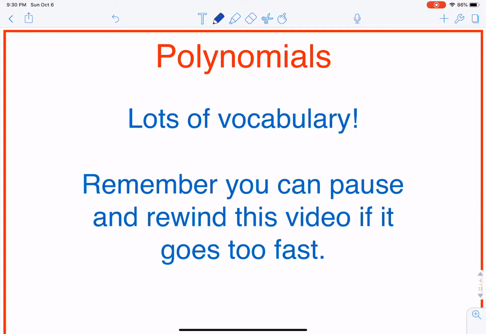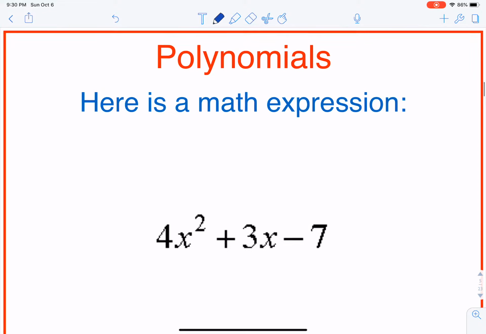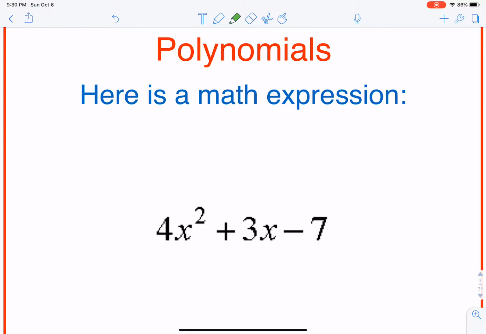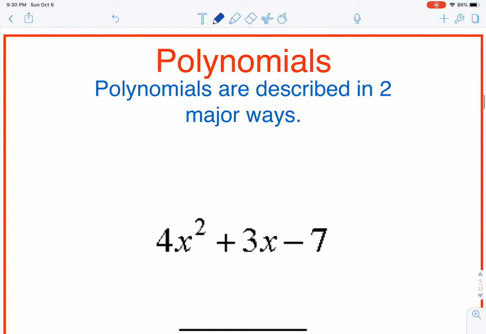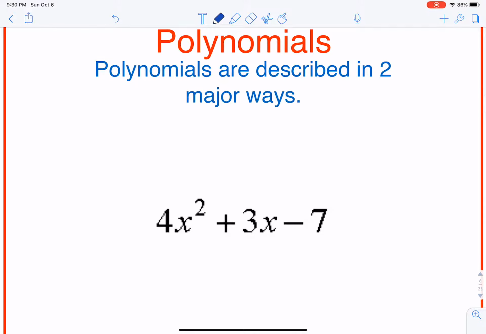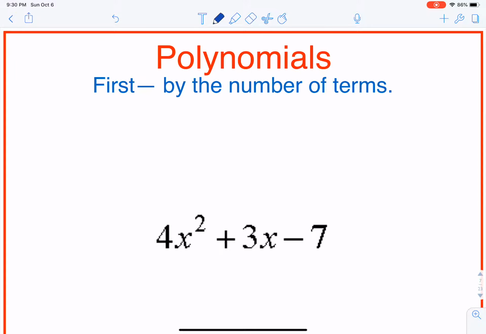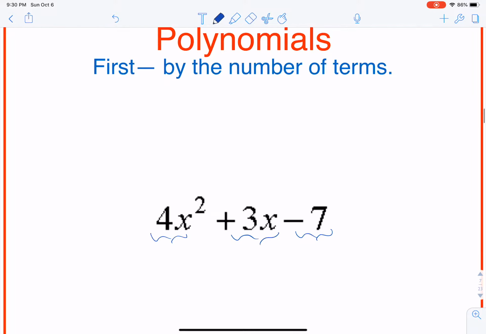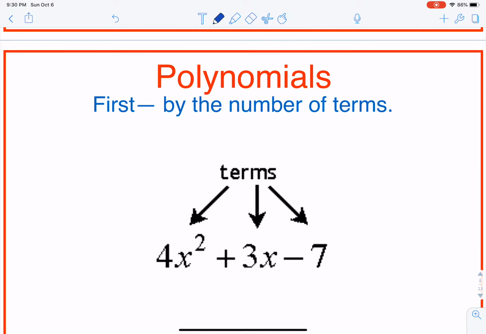So again, just a little reminder, there's a lot of vocabulary here, so you can pause, you can rewind, so just make sure that we're sort of taking all these terms in. So this is a mathematical expression, 4x squared plus 3x minus 7. There are two major ways that polynomials are described. So looking at this polynomial, first by the number of terms that it has. So terms are separated by addition and subtraction signs. So this polynomial has 3 terms here.